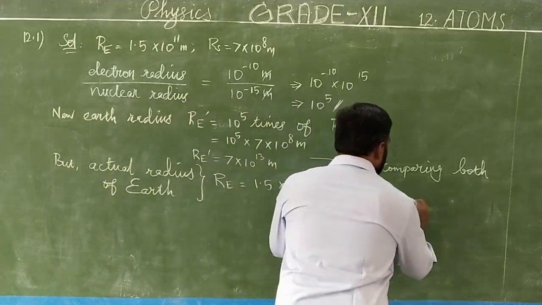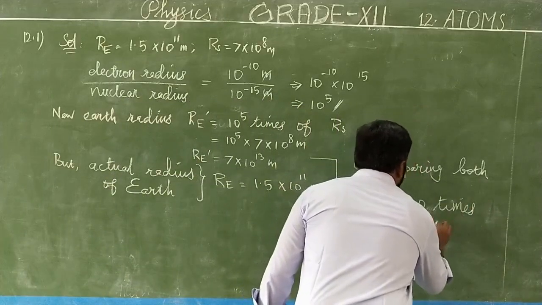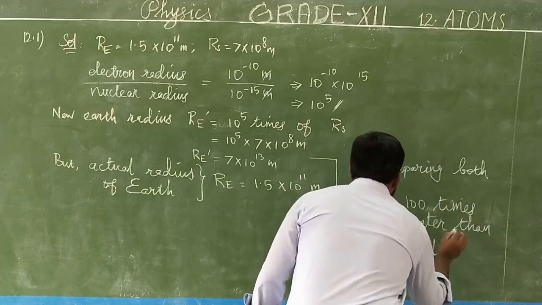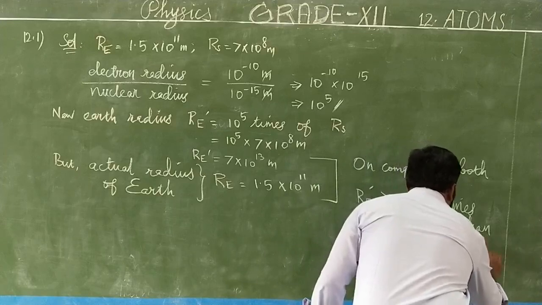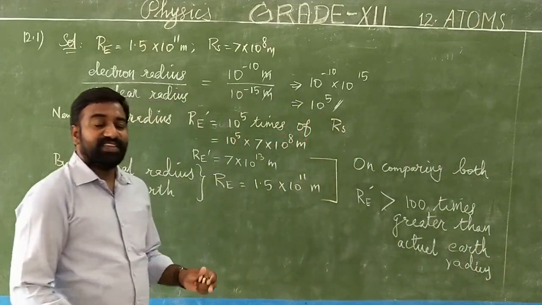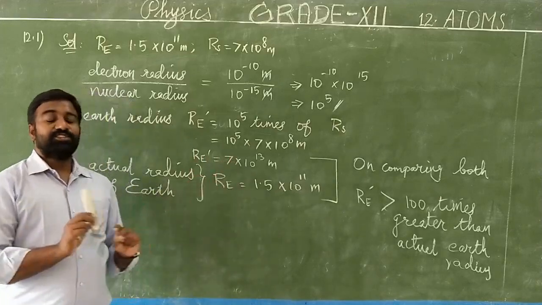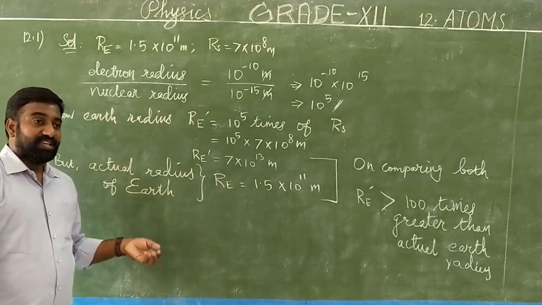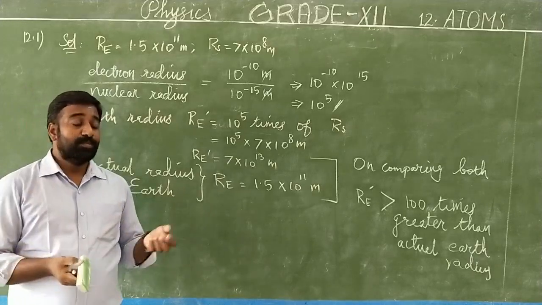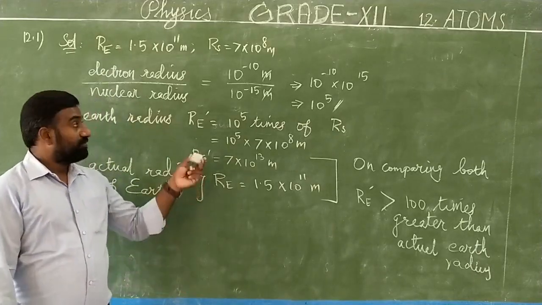So the estimated value is 100 times greater than the actual Earth radius. So finally we can say the Earth is not close to the Sun, it is far away from the Sun. Now comparing this to the atom, the electrons are located far away from the nucleus, because most of the space in an atom is almost empty. So that is the final conclusion we come to from this question.